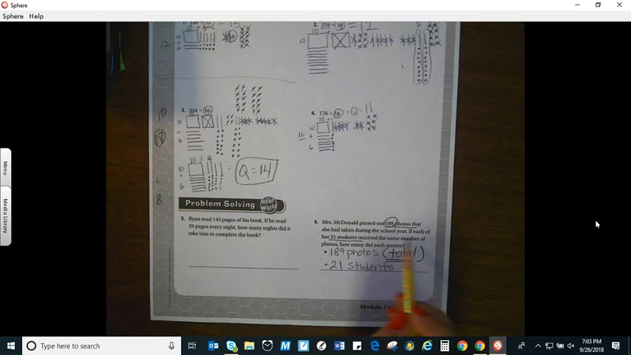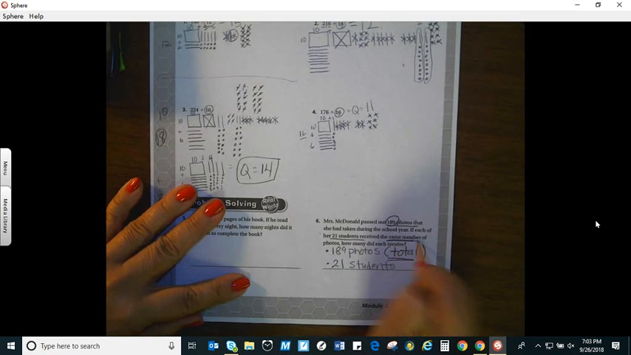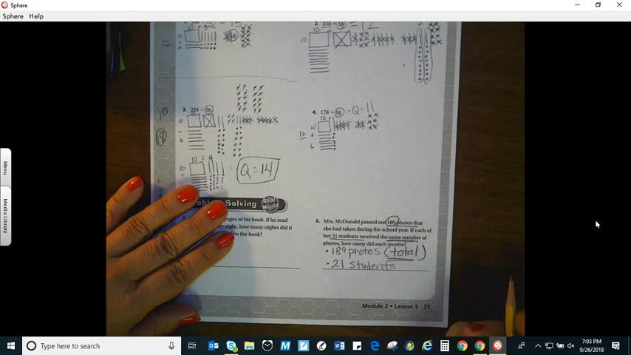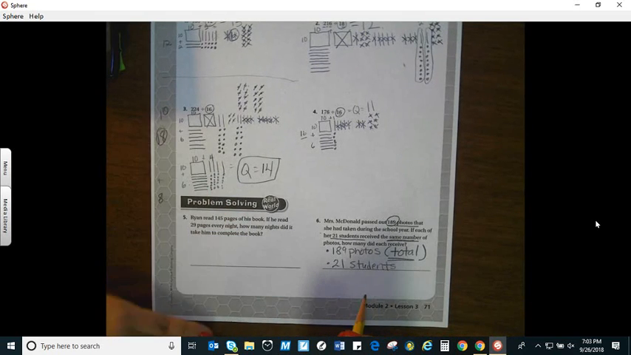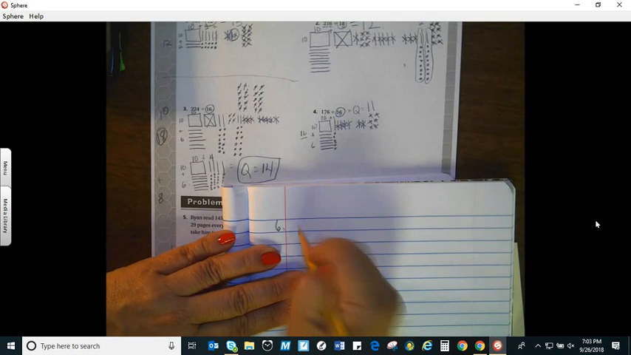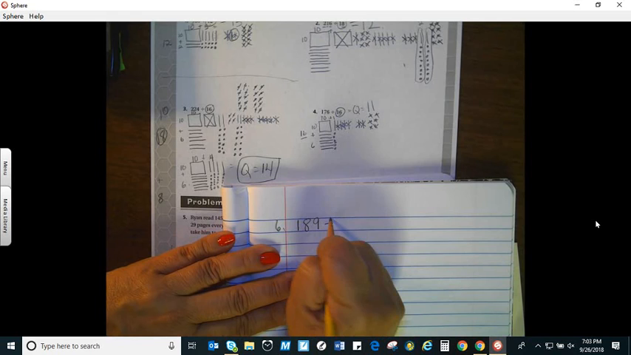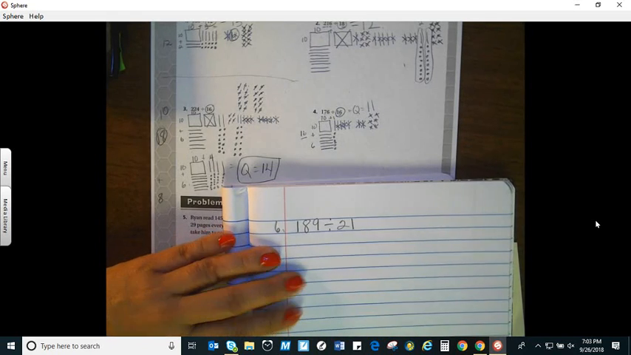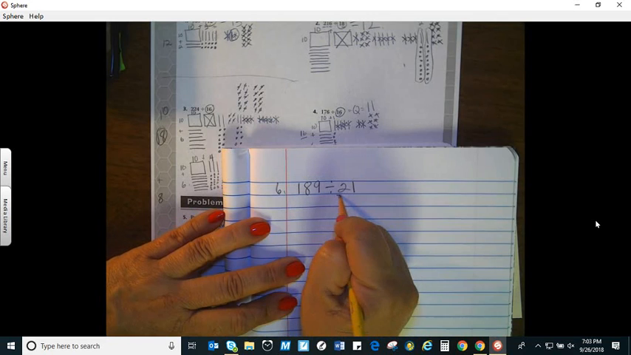So 21 students received the same number of photos. How many did each student receive? Okay, so now we're going to divide this out, and I'm going to go ahead and get my folder, an extra sheet, because on this one here, I can just use my standard division. So I'm going to use standard algorithm, and my equation, this is number 6, is 189 divided by 21. All right? Again, my divisor is right here.